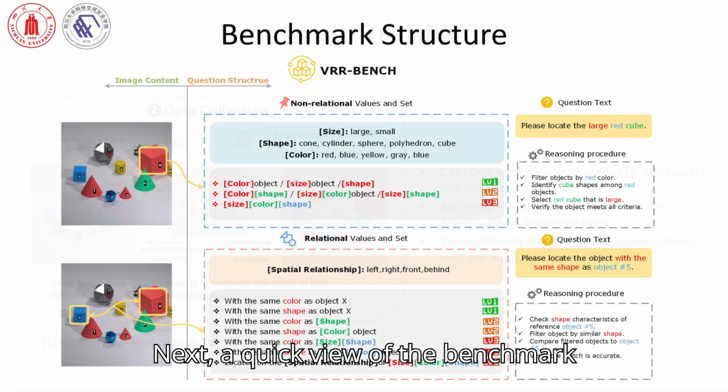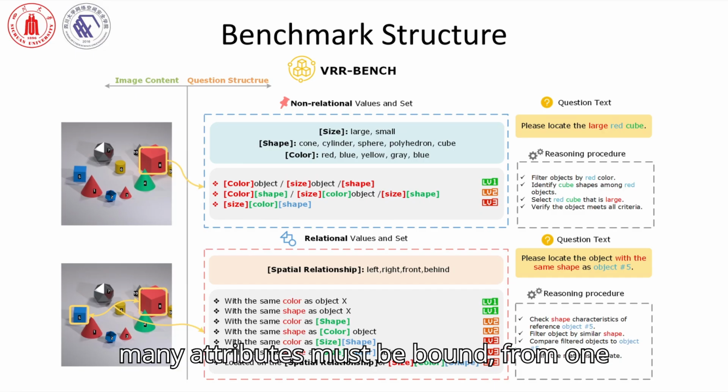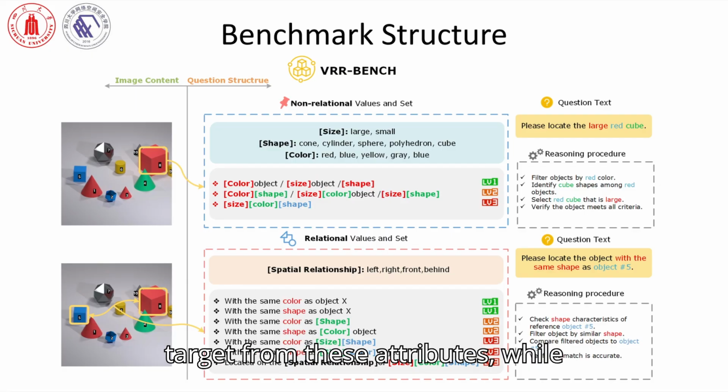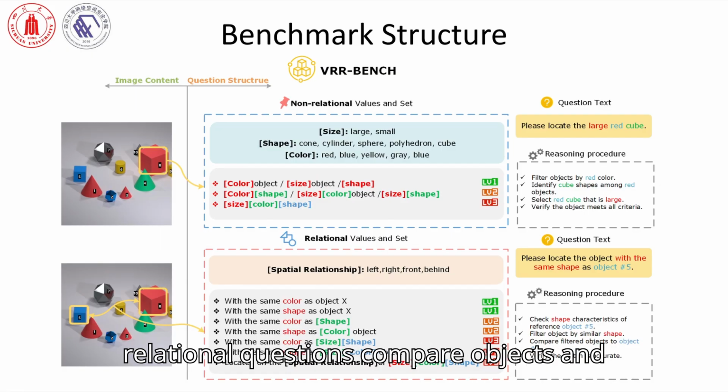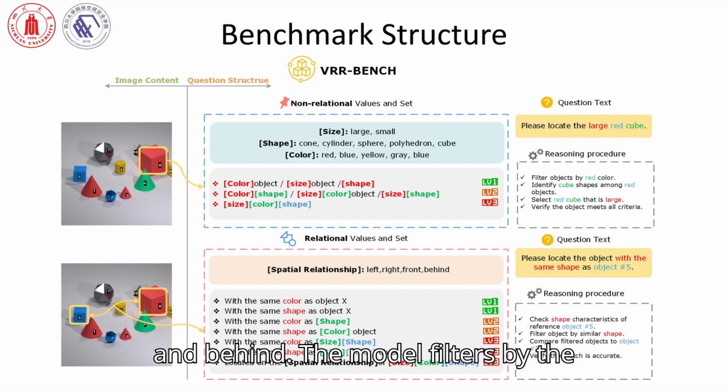Next, a quick view of the benchmark structure. We use abstracted scenes with numbered objects, each described by size, shape, and color. Difficulty scales with how many attributes must be bound, from 1 to 3. Non-relational questions pick a target from these attributes, while relational questions compare objects and can include left, right, front, and behind. The model filters by the clues, compares when needed, and then verifies the final choice.